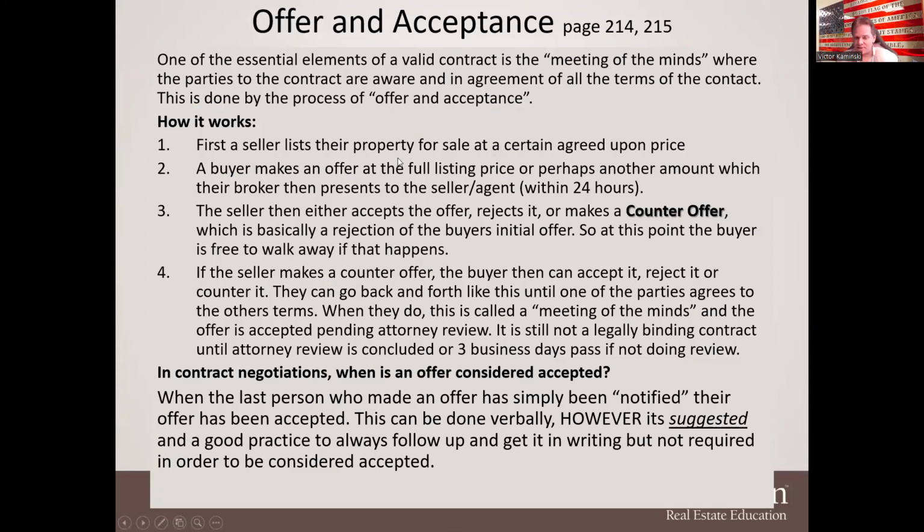Well, first the seller lists their property for sale at an agreed upon price. Then a buyer makes the offer at the full listing price, or perhaps another amount, which their broker then presents to the seller within 24 hours. Remember, you got to forward all offers within 24 hours. Then the seller either accepts the offer, rejects it, or makes another counteroffer, which is basically a rejection of the offer that had been made. So at this point, the buyer's free to just walk away. They don't even need to respond to it.